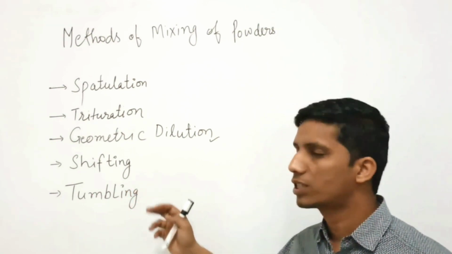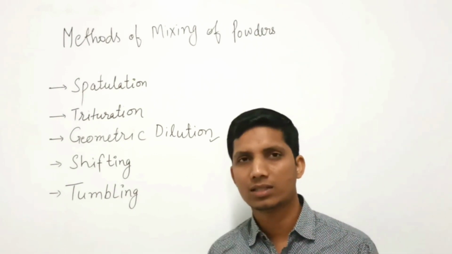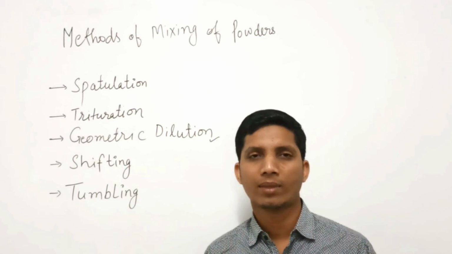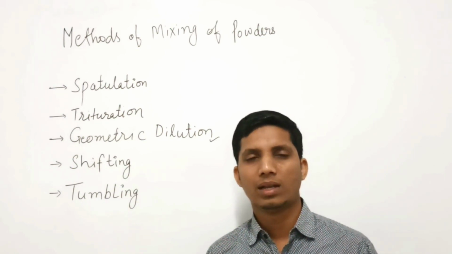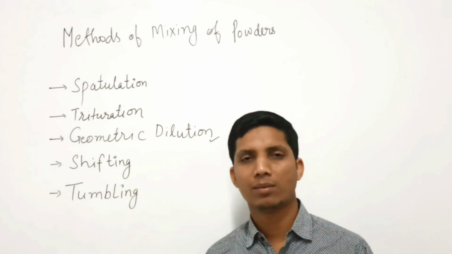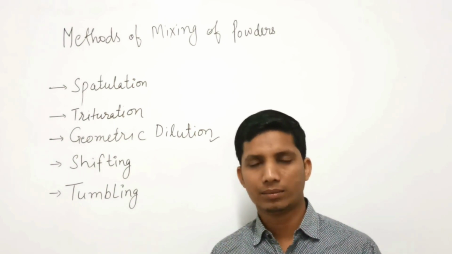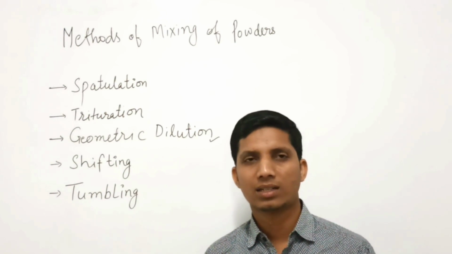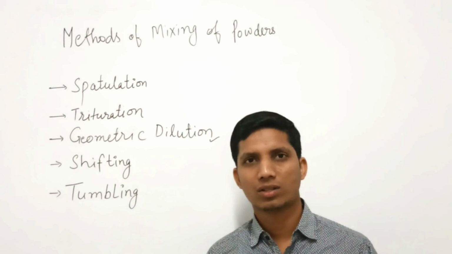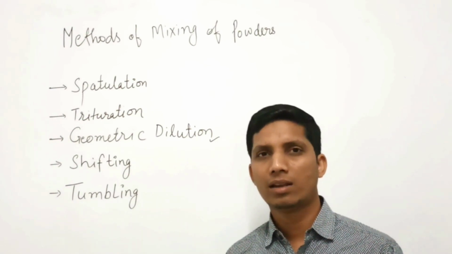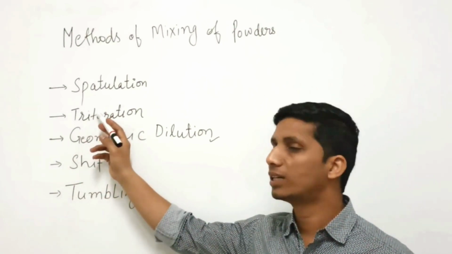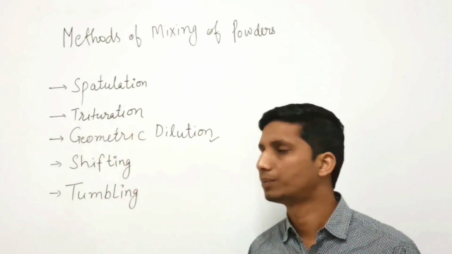Then next is shifting. In this shifting method, we mix different types of powder and then shift them through a sieve, which allows all small particles to pass downwards by gravity force. By using this method, the mixing is also done along with the shifting. If any particles remain during shifting, they further go to trituration techniques and are then shifted again.